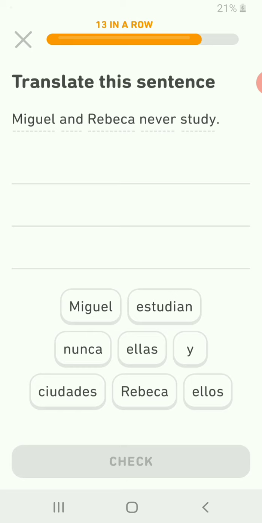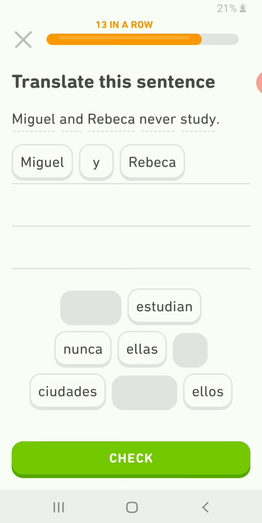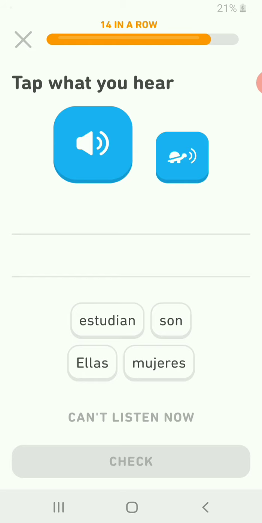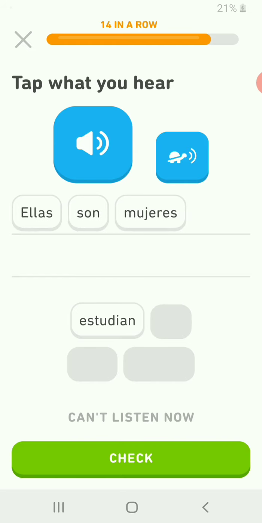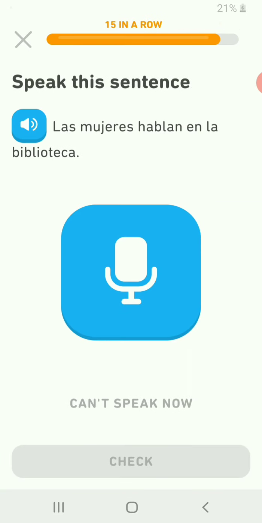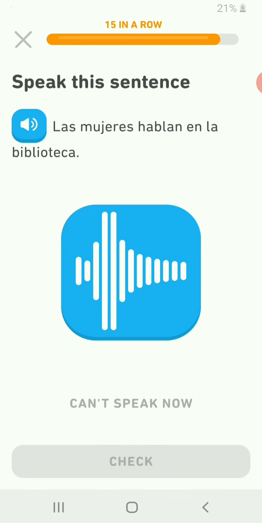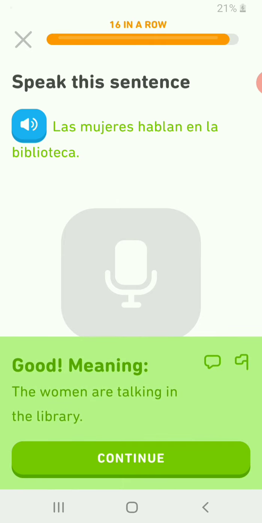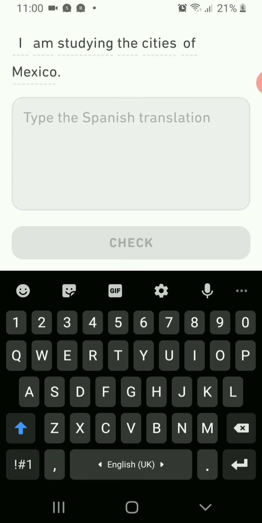In the Spanish class, Miguel and Rebecca never study. So Miguel y Rebecca nunca estudian. Nunca is never. So ellas son mujeres. They are women. Las mujeres hablan en la biblioteca. The women are talking in the library, and I am studying the cities of Mexico.